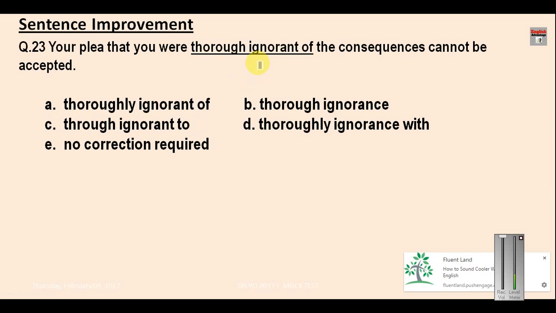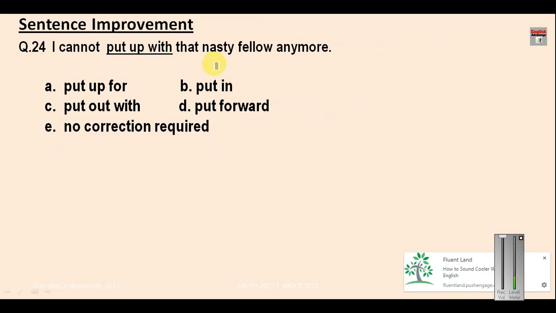Okay. Question number 23 says, your plea that you were thorough ignorant of the consequences cannot be accepted. You were ignorant. Okay, but what kind of ignorance was it? You were thoroughly ignorant, and ignorant is followed by of. So here your answer will be A. You were thoroughly ignorant of. Question number 24, I cannot put up with that nasty fellow anymore. Okay, put up with means to bear or to tolerate. So put up with is correctly used here, and in this sentence your answer will be E, no correction required.